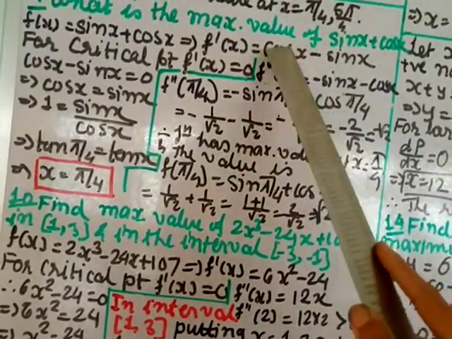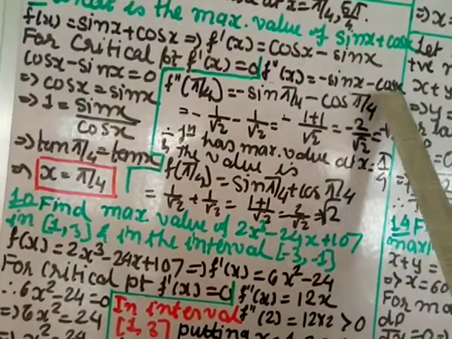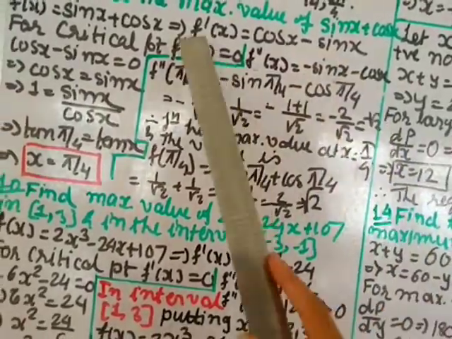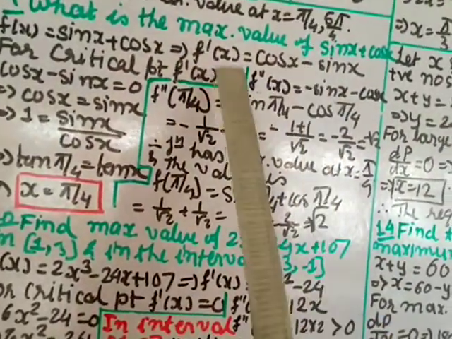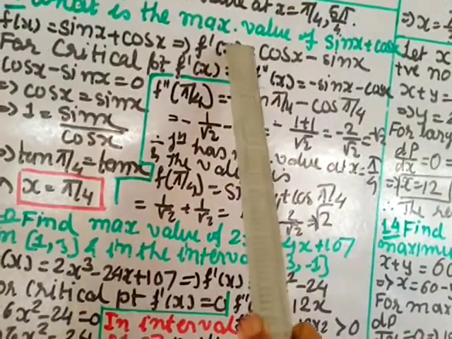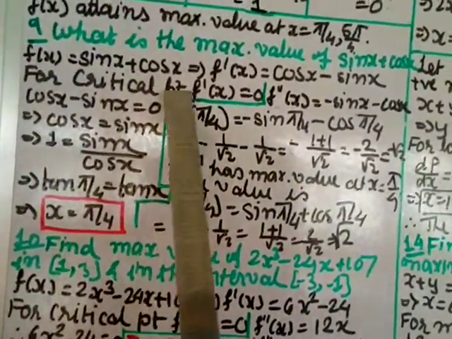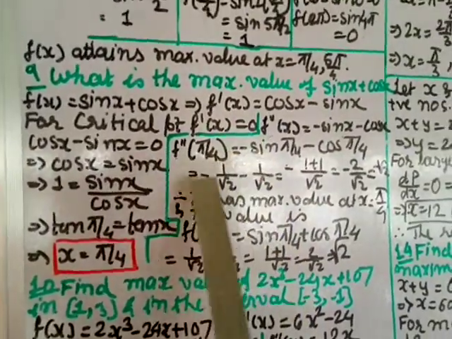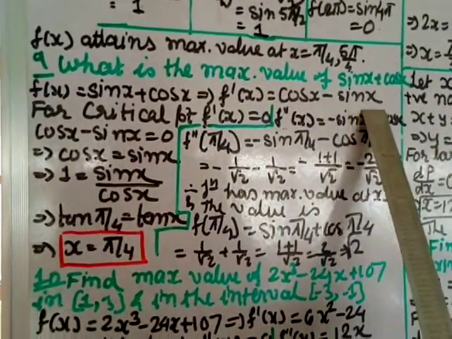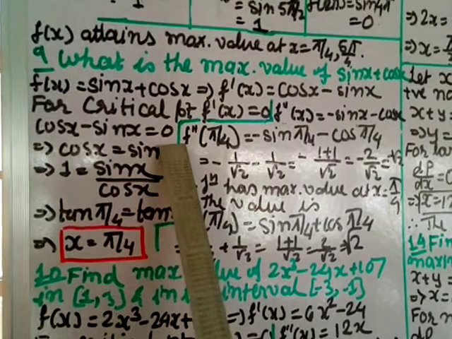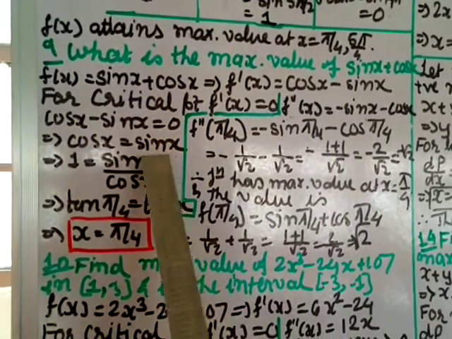I am again differentiating: cos is minus sin, is cos. Okay, I am just writing here. Now again, as we wrote before, for the critical point, maximum or minimum value, I have to equate f dash equal to 0. So I am equating for critical point f dash is equal to 0. So you put f dash x, that means cos x minus sin x. So cos x minus sin x equal to 0, and transferring the sign here, it becomes plus.